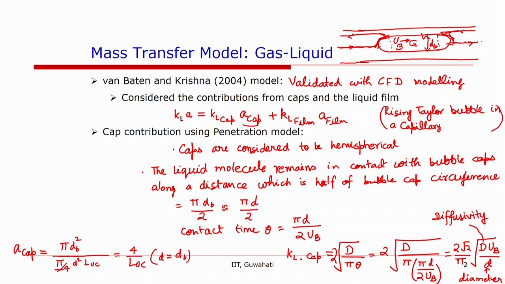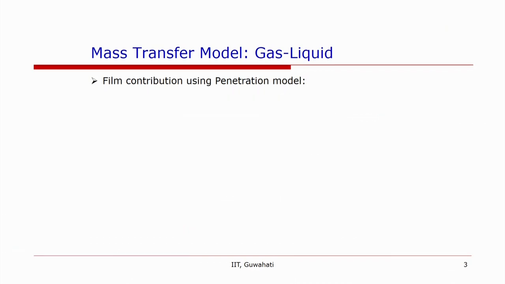So we have calculated the mass transfer coefficient and the interfacial area density for the bubble caps. Okay, now coming to the contribution from the film region. For the film region, again one can define K_L film is equal to 2 square root of D over pi theta, the contact time with the film.